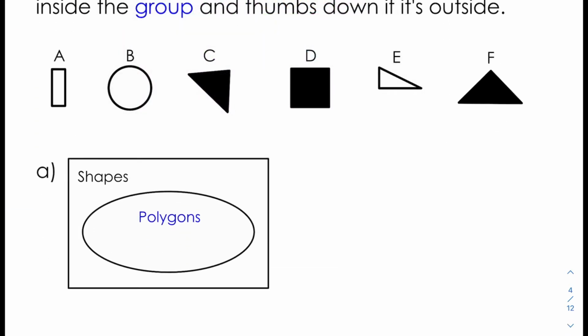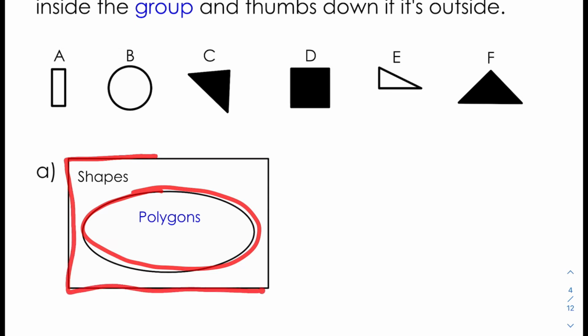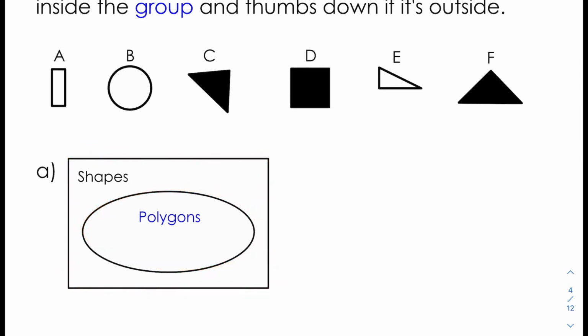All right, let's get started. So here we have 6 different shapes, and if they are polygons, we will put them inside this oval. And if they are not, but they're still shapes, they will go somewhere in this rectangle, but not in the oval. So what this shows us is that all polygons are shapes, because this entire oval is inside the shape rectangle, but not all shapes are necessarily polygons. You'll see what we mean by that in a moment.